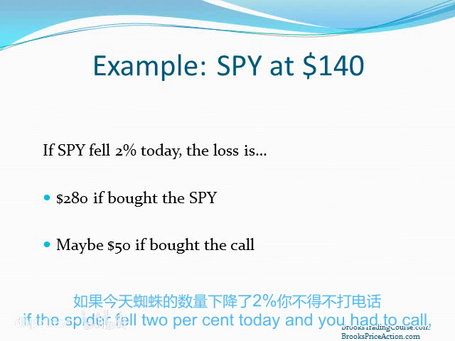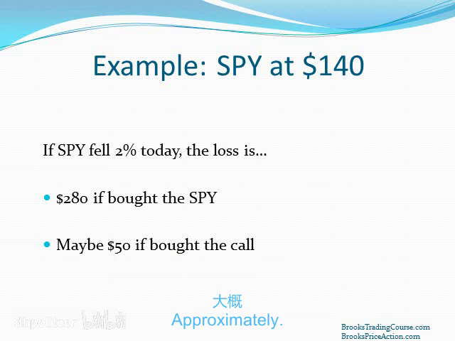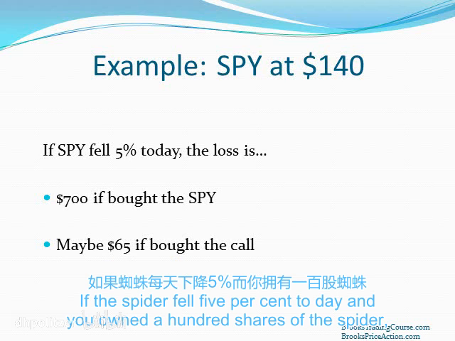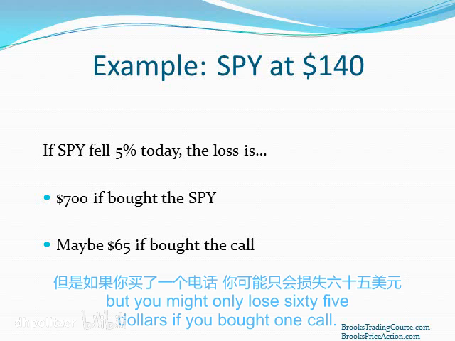If the Spider fell 2% today and you had a call, the loss on the Spider would be $280 in the Spider, and only $50 if you bought the call, approximately. If the Spider fell 5% today and you owned 100 shares of the Spider, you'd lose $700, but you might only lose $65 if you bought one call.